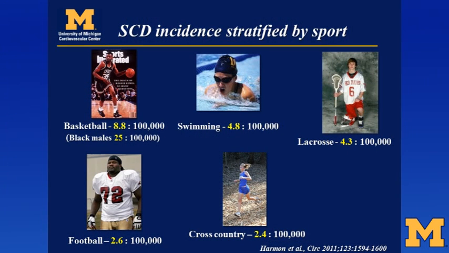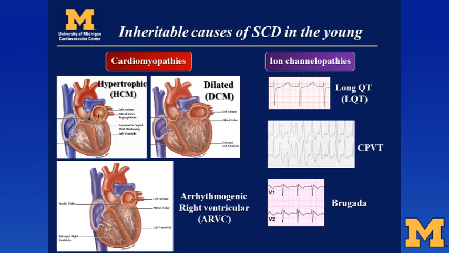Swimming was surprising to be second. That's usually been one kind of lower on the list. So that was a little surprising to see. Lacrosse, 4.3, football, 2.6, and then cross country rounding out the top 5. So other than basketball, the mix was a little bit different than what's been published previously. So that was interesting. So let's talk about what causes sudden death in our youth.